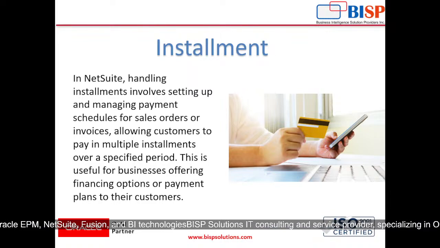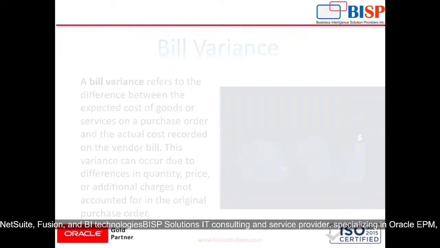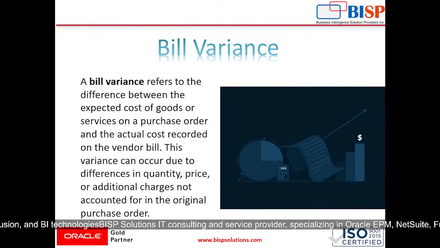Okay, so our next topic is bill variance. In NetSuite, bill variance refers to the difference between the expected cost of goods or services on a purchase order and the actual cost recorded on the vendor bill. This variance can occur due to differences in quantity, price, or additional charges not accounted for in the original purchase order. So managing bill variance is very crucial for accurate financial reporting and inventory management.